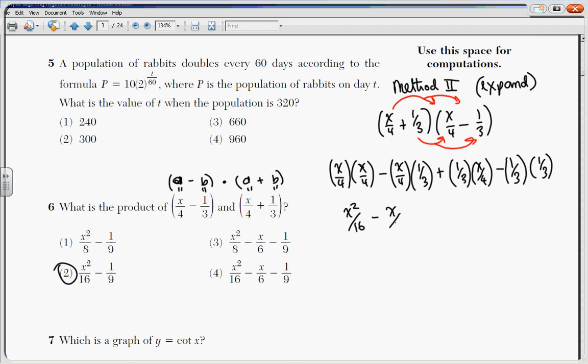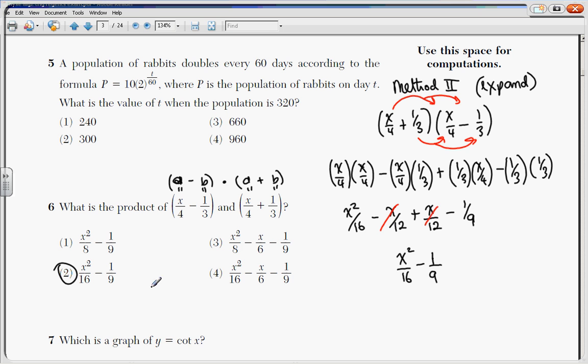Okay? All right, if we multiply this out, we're going to have x squared over 16 minus x over 12 plus x over 12 minus 1 over 9. Okay? So whenever you multiply fractions, you just multiply across, top to top, bottom times bottom. If you look at these right here, you notice that these two are opposite, so they cancel out. And your final answer is going to be x squared over 16 minus 1 over 9.